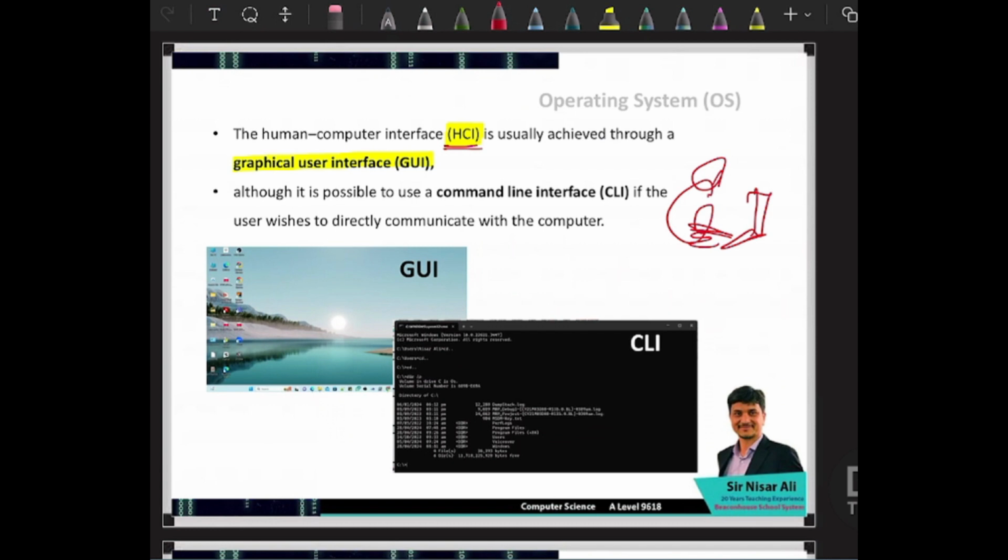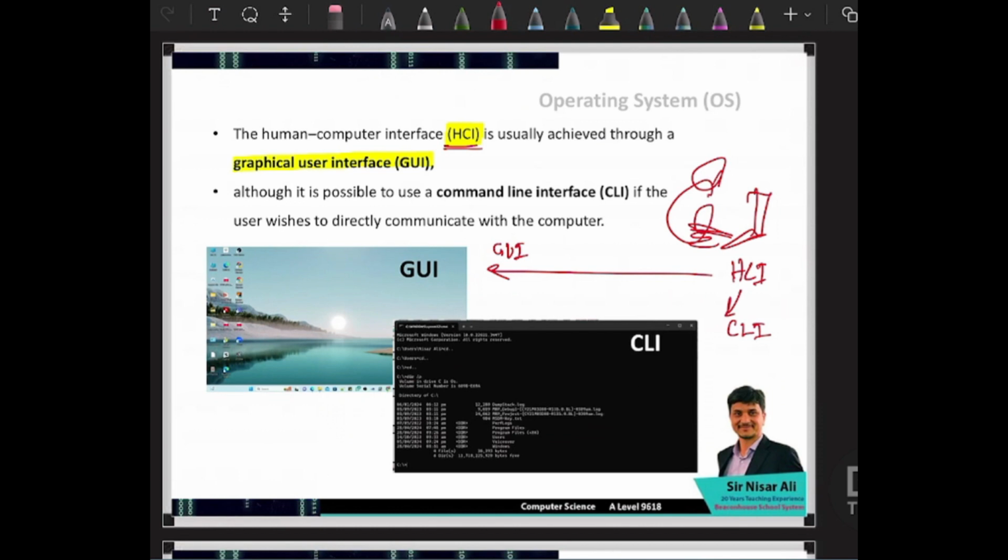The HCI is either through the GUI or through the CLI. So this is the graphical user interface, or this is the command line interface. Either the user is interacting with the help of the icons, giving commands or instructions with the help of the buttons, the menus, the pull down menus, the pop-up menus.